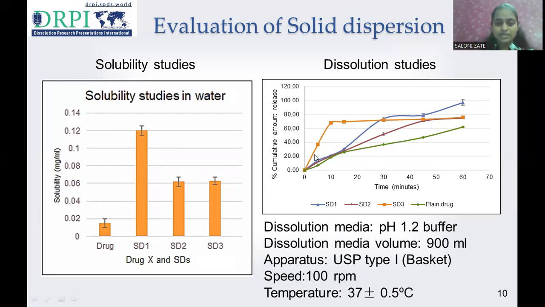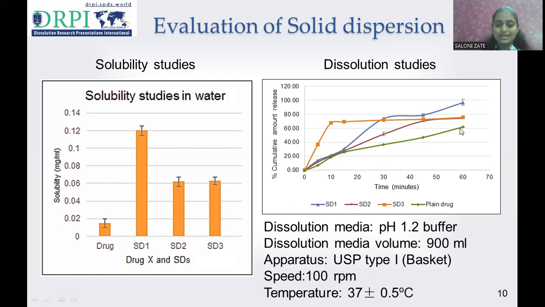Dissolution studies were performed in 900 ml of pH 1.2 buffer. The apparatus used is USP Type 1 basket with speed 800 RPM and temperature 37 ± 0.5 degrees Celsius. In this graph, the green colored curve shows the lowest dissolution, that of the plain drug.